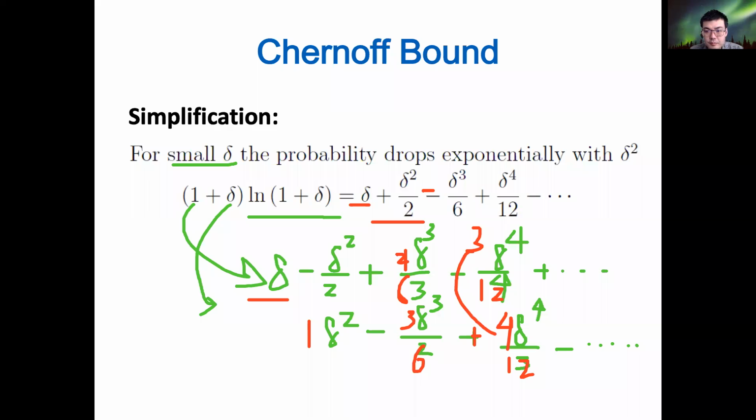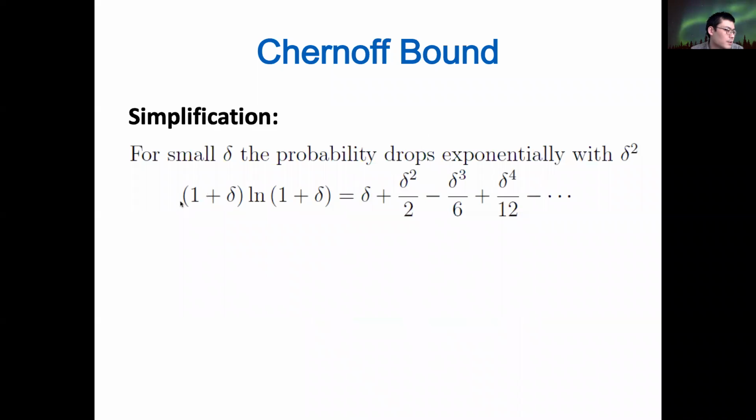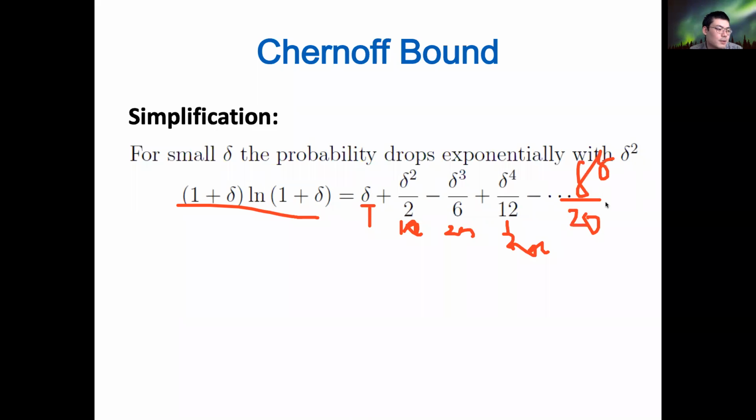So if you do Taylor expansion for this term, this is 1, this is 1 by 2, this is 2 by 3, this is 3 by 4, and then you have minus maybe 4 by 5, 2 by 5, etc. You can go on, but because we are considering a small delta, if you raise it to the power of very large values, you can ignore.